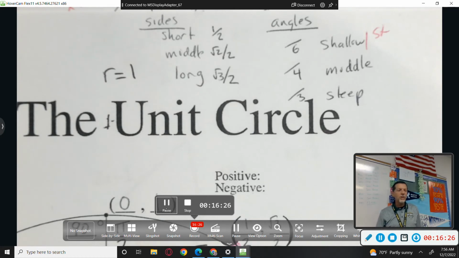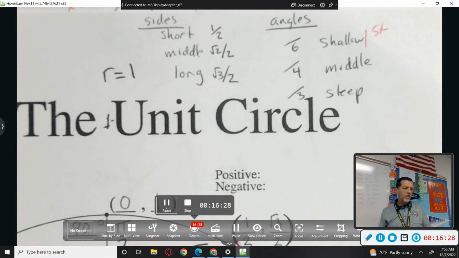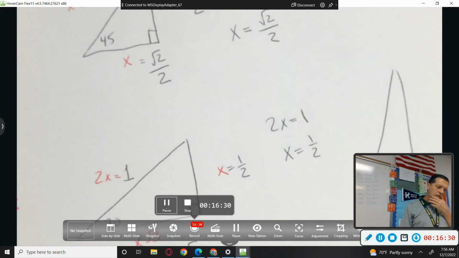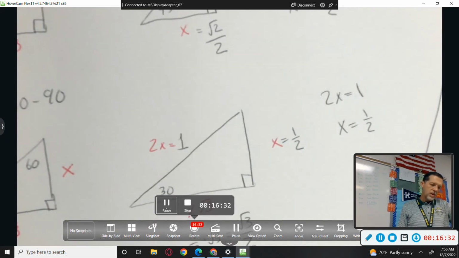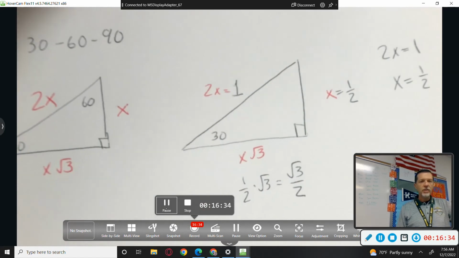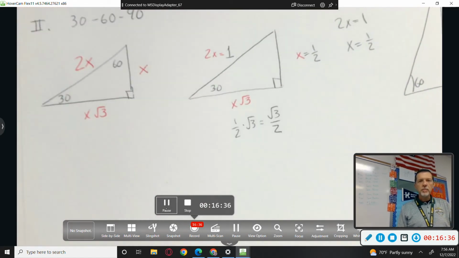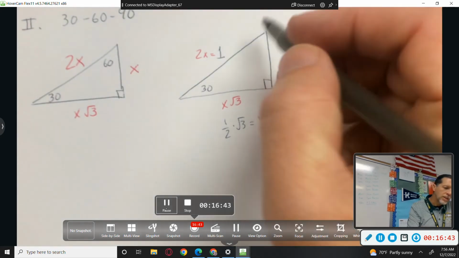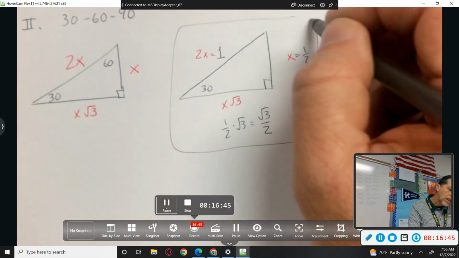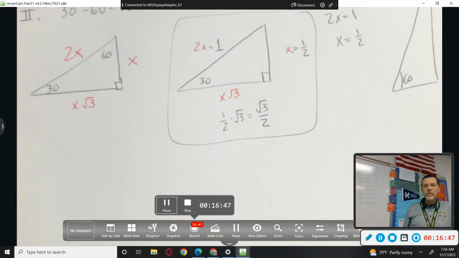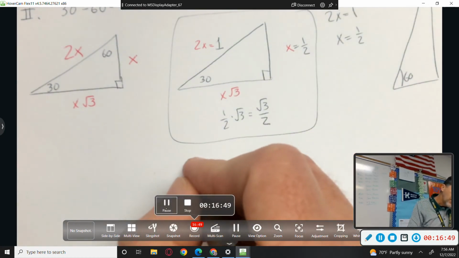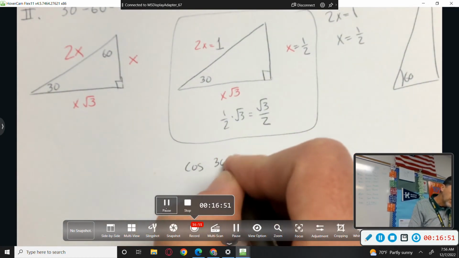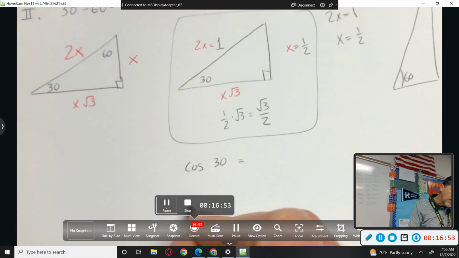There's one more connection to make on this unit circle. So let's go back to our 30, 60, 90 triangle that we drew. And I guess we could do either one of these. Let's look at this one. So we have those values. Let's find the cosine of 30, and then let's find the sine of 30.